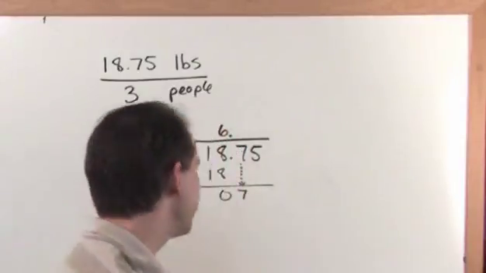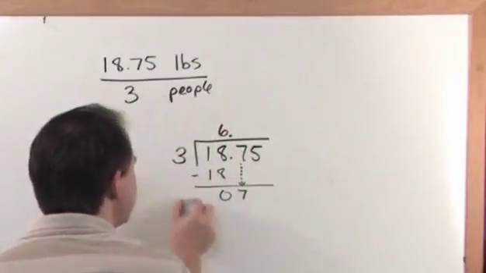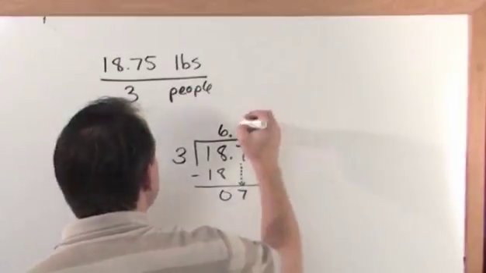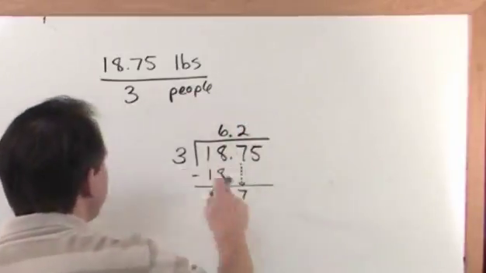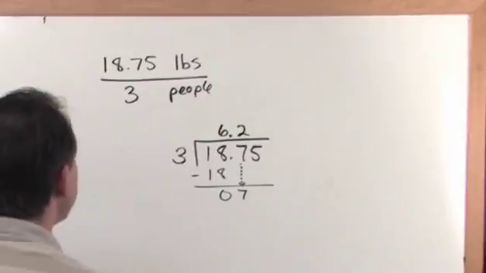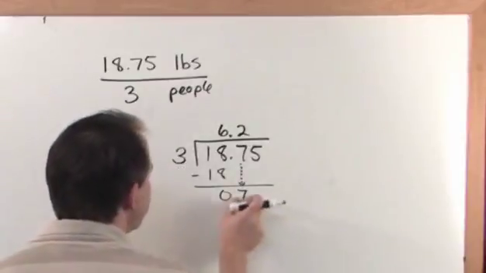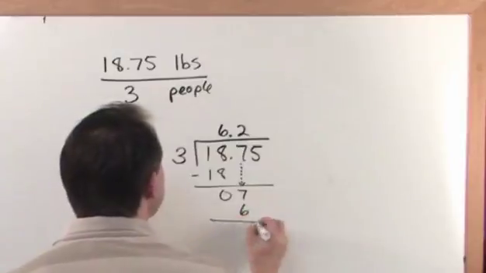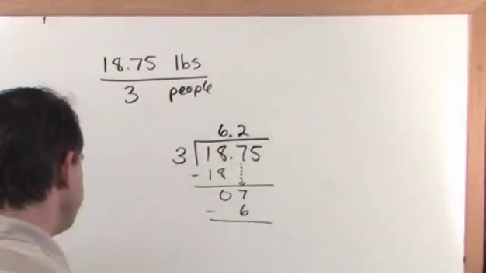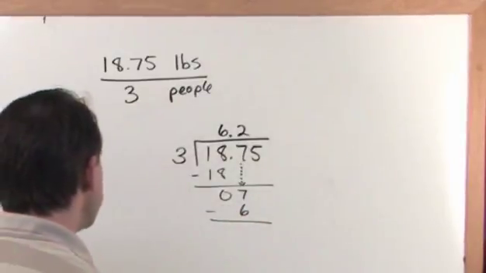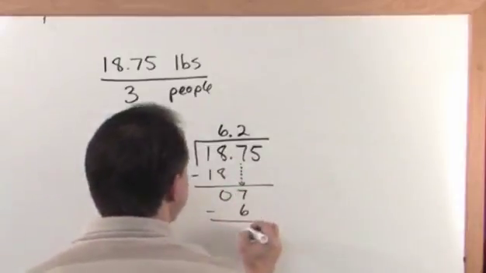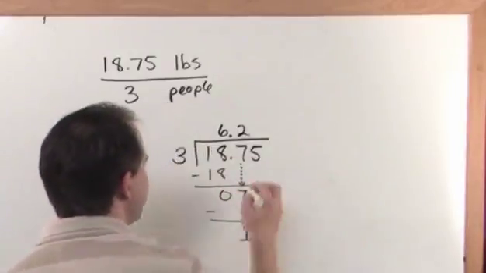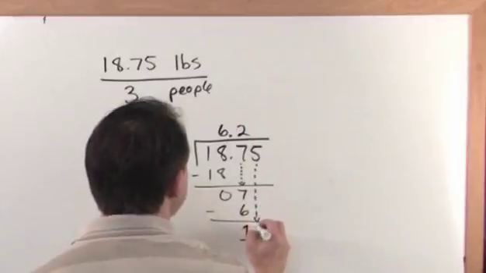Okay? So 3 times 2 is 6, so we know that 3 can be divided into 7 at least 2 times. It can't be 3 because 3 times 3 is 9, and that's too big. You're trying to find a number that will fit into 7 without going too big. So 3 times 2 is 6, so we write it down like this and we subtract. Okay? Now we subtract. 7 minus 6 is 1. Okay, now that we've done that subtraction, we drop our 5 down.